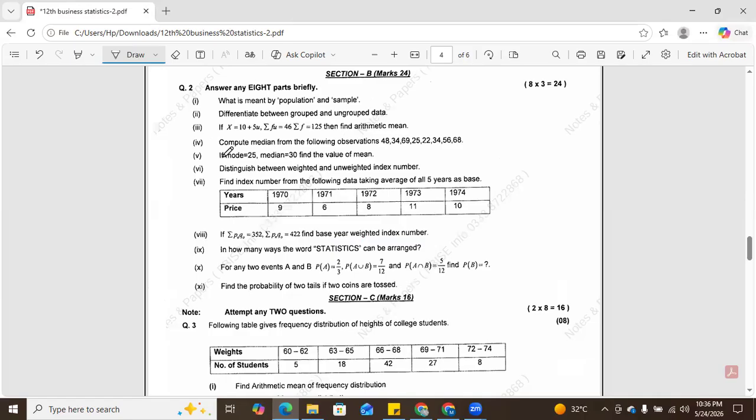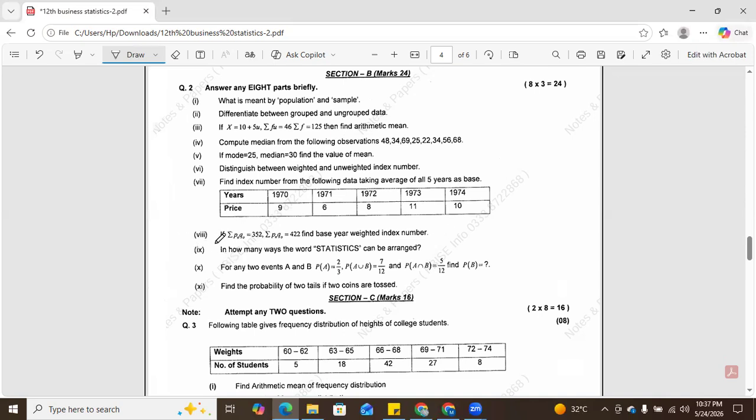Number 4 is compute median from the following observations. So this is the given data and you have to compute the median. If mode is equal to 25, median is equal to 30, find the value of mean. Distinguish between weighted and unweighted index number. Find index number from the following data, taking average of all 5 years as base. So this is the given data.